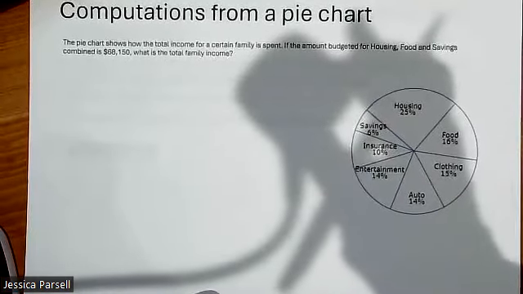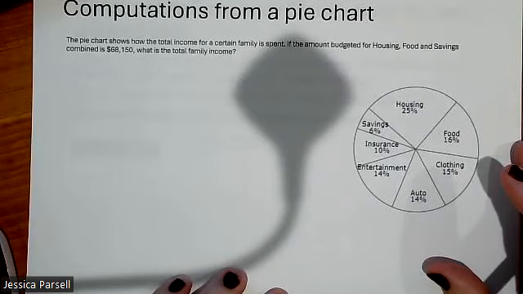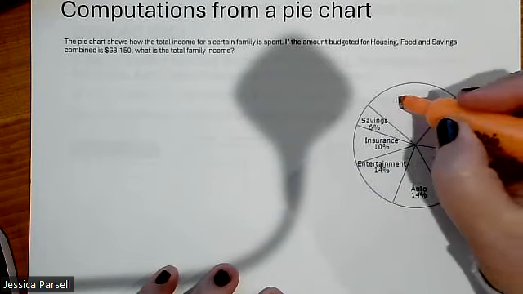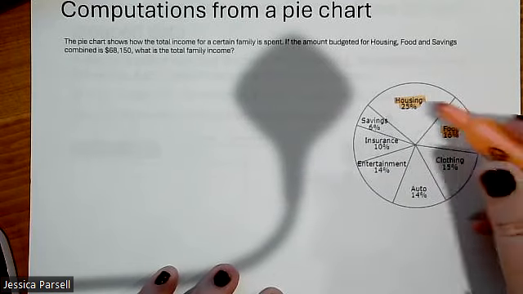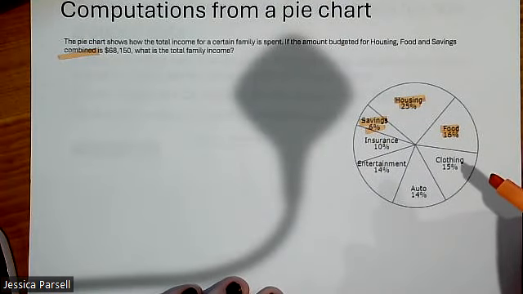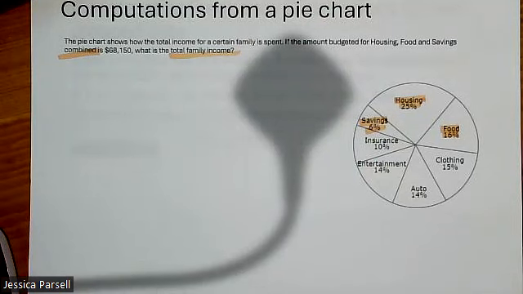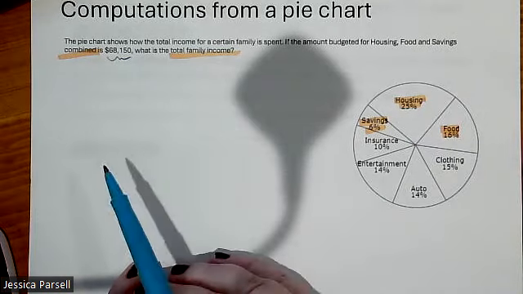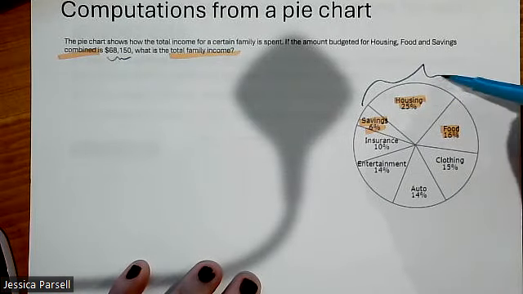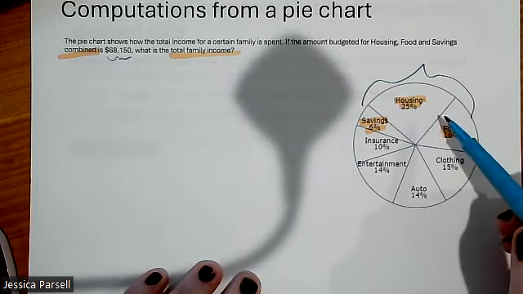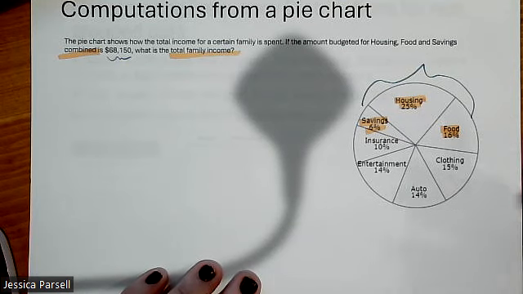All right, the pie chart shows how total income for a certain family is spent. If the amount budgeted for housing, food, and savings combined is $68,150, what is the total family income? Okay, so here's the issue. We only know that this $68,150 is just covering these 3 pieces of the pie. That is not the total family income. So that's going to be the question mark, our X or our T for total family income.